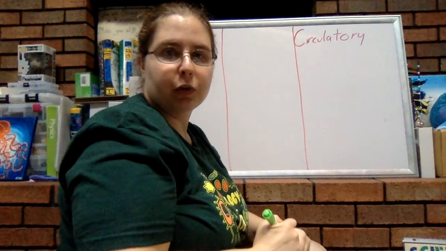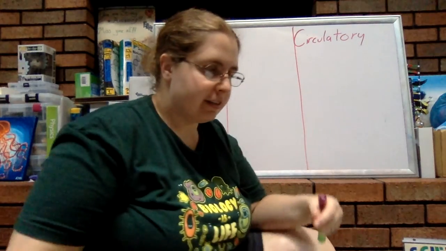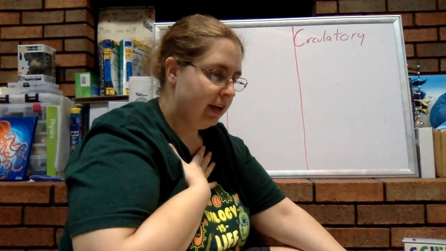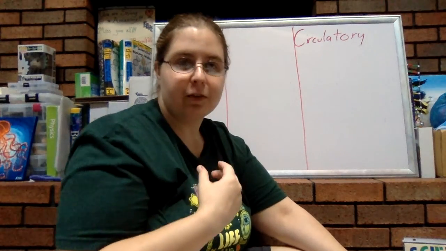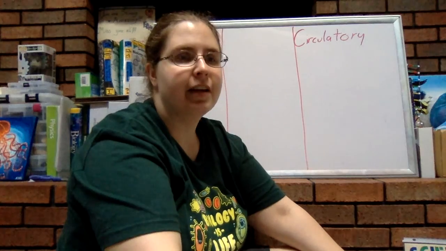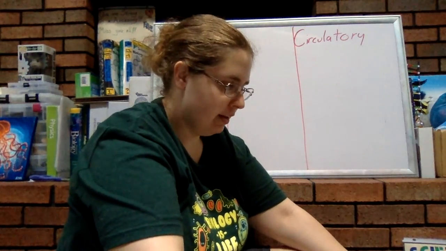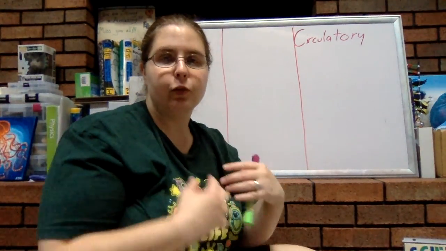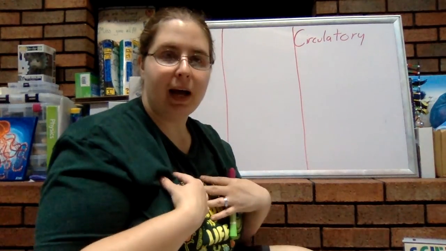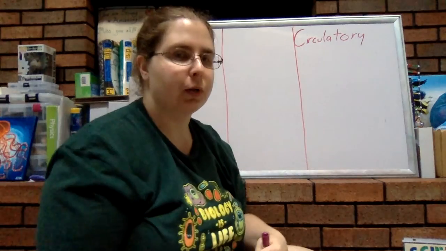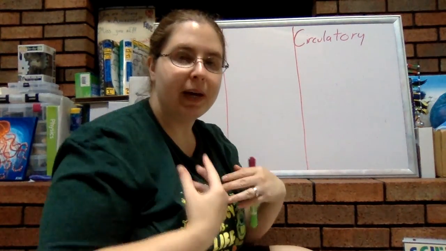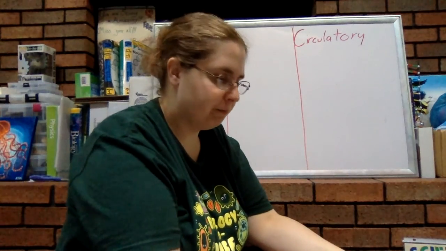Now, the circulatory system consists of such organs and tissues as your heart, your blood vessels, which include arteries, arterioles, capillaries, venules, and veins. And the purpose of it is to circulate stuff around the body. So it picks up oxygen from your lungs, moves it around the body. It picks up carbon dioxide from your cells, moves it back to your lungs so you can exhale it.